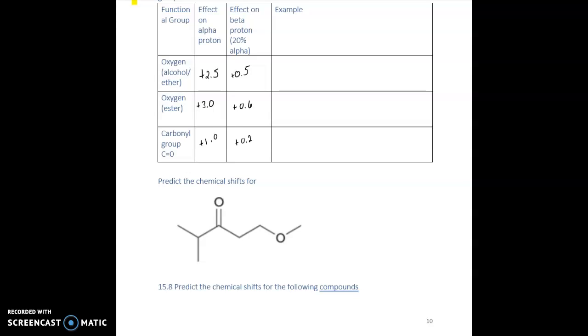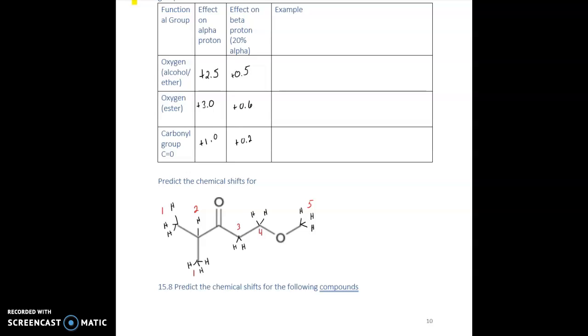So let's predict the chemical shifts for this molecule. I marked the hydrogens on the molecule, and it turns out that there are 5 different types. These 3 and these 3 are identical. This would be the second, the third, the fourth, and the fifth.